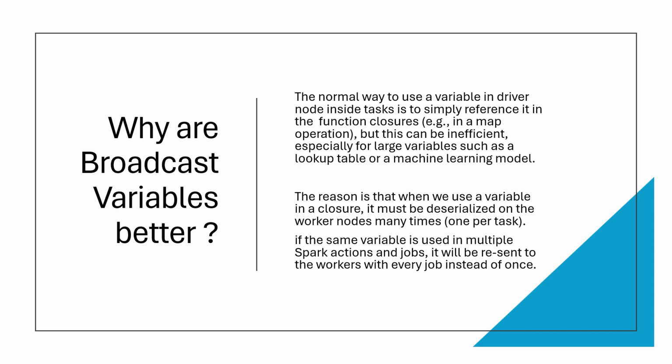And what is the reason? The reason is when we are using a variable in a closure, what will happen? It must be deserialized on the worker nodes many times, because we will have multiple worker nodes. Whenever it is copied to a worker node, it has to be deserialized, and it has to be deserialized many times within that worker node, because on a single worker node you may have multiple tasks running in parallel, or whenever the tasks are running, they have to again deserialize this variable. So if this variable is getting used in multiple Spark actions and jobs, it will be resent to the workers with every job instead of sending it once, if we use it as a normal variable inside a function closure.